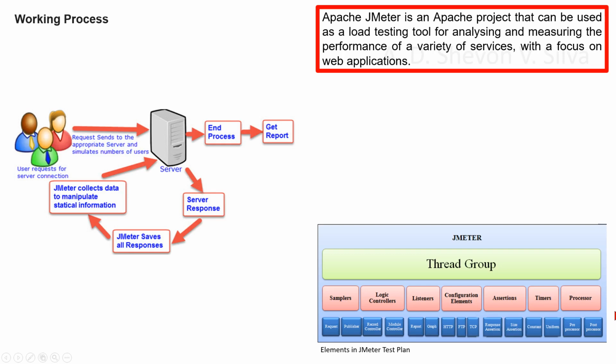Test plan is the biggest element in JMeter. It is often the root element in most steps performed and is at the top of the hierarchy of the JMeter element architecture.